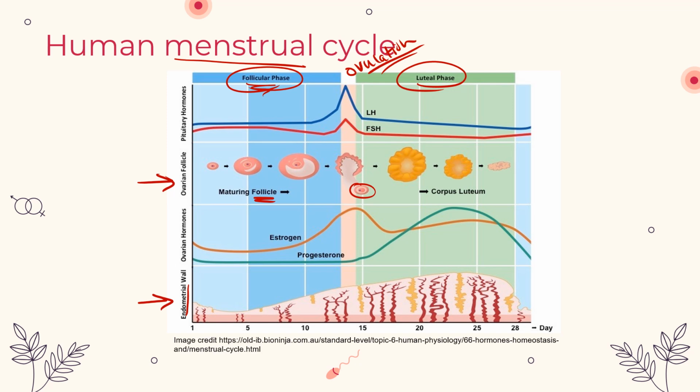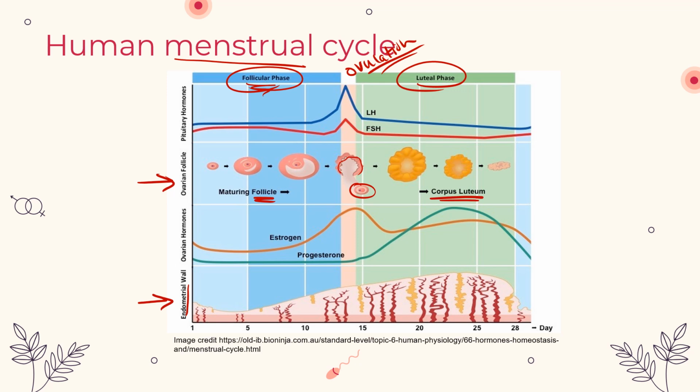What is left behind, that follicle that is now a wound from where the egg erupted, is now called the corpus luteum. The corpus luteum's job is to produce lots of hormones to support pregnancy should fertilization occur. If fertilization does not occur, that corpus luteum is going to degrade, stop producing hormones, and then the cycle can start all over again.